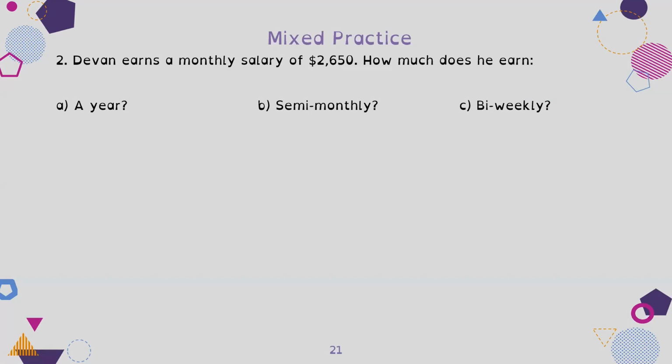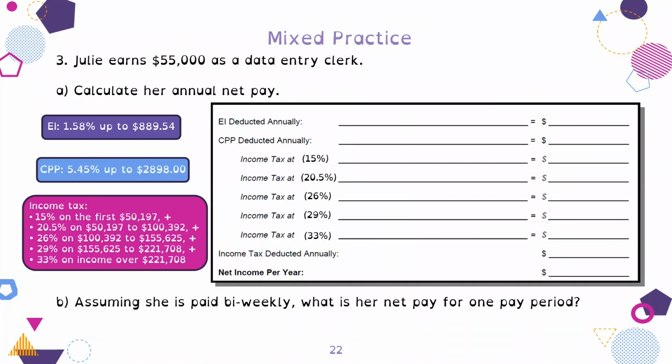Okay, keep going. All right, number 3. Julie earns $55,000 as a data entry clerk. Calculate her annual net pay. So this is a deductions question, because we're looking for the annual net pay and we need to figure out what we have to deduct, which we've talked about is kind of tricky. We're going to talk about more next week in terms of taxes, but we'll do our best.